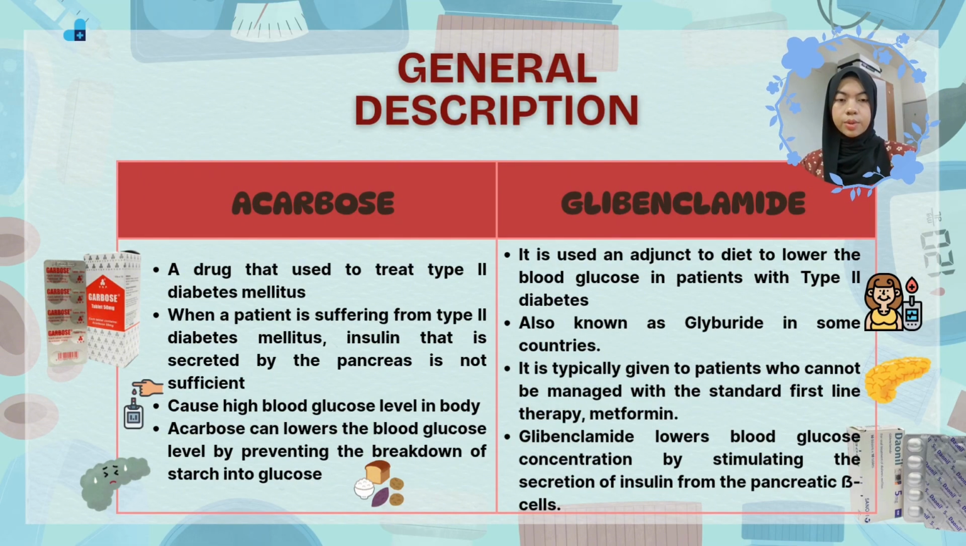So the next drug we are going to discuss today is glibenclamide. It is also known as glyburide in some countries. It is used as an adjunct to diet to lower the blood glucose in patients with type 2 diabetes. It is also typically given to patients who cannot be managed with the standard first-line therapy such as metformin. Glibenclamide works by lowering blood glucose concentration by stimulating the secretion of insulin from the pancreatic beta cells.